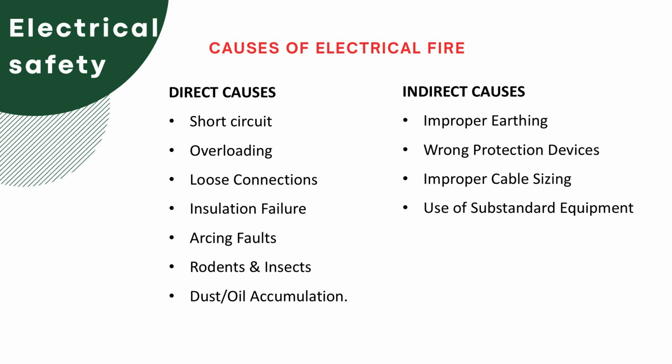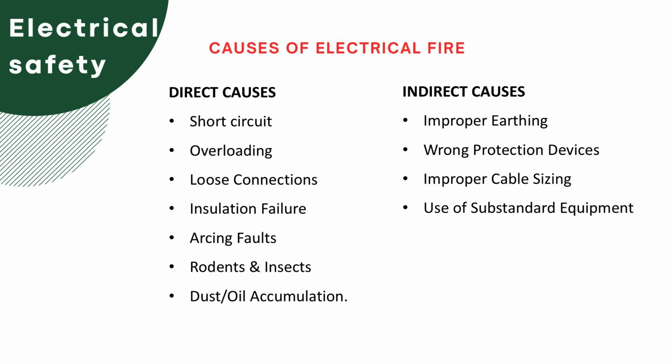Next we have arcing faults, so these are arc faults near the circuit breaker. Next we have rodents and insects. If rodents and insects get directly into your electrical panel or cut the cable or wires, then it can cause fire. And next we have dust and oil accumulation in electrical panels or the electrical system. And second, we have indirect causes. In indirect causes we have improper earthing.